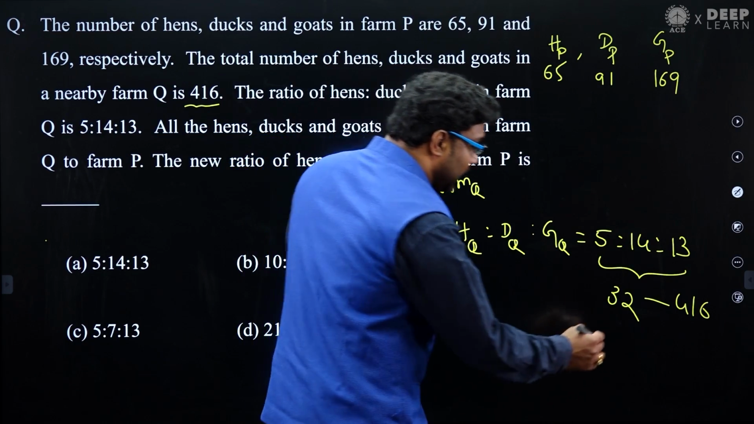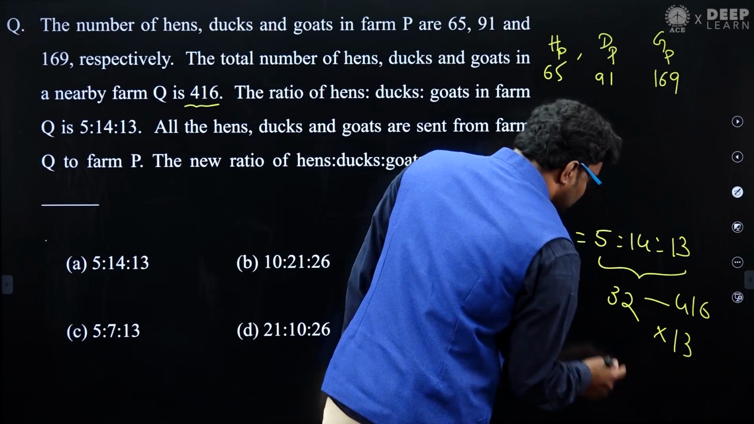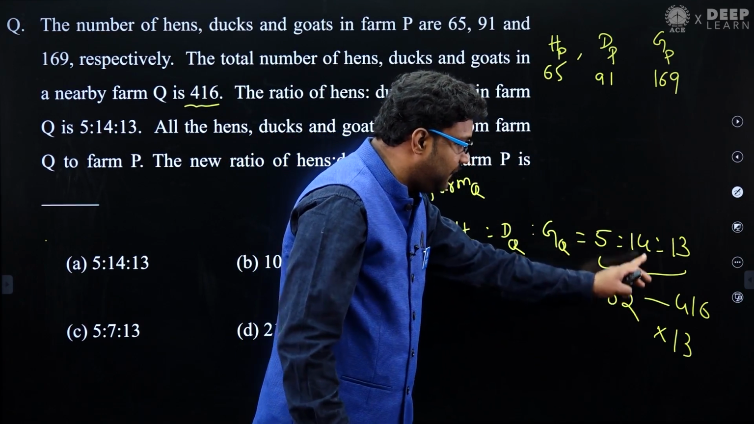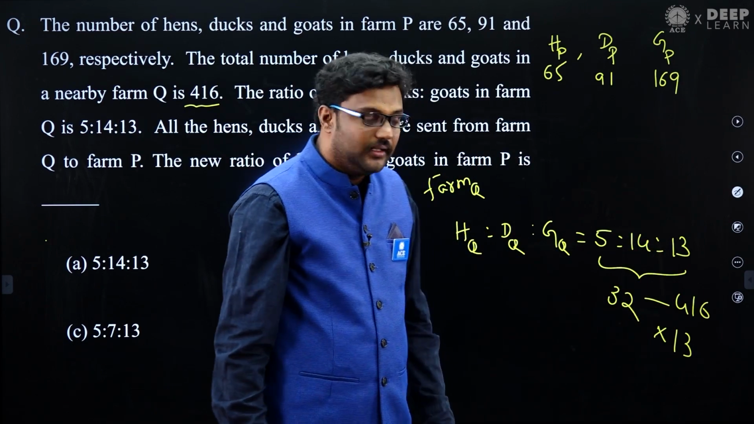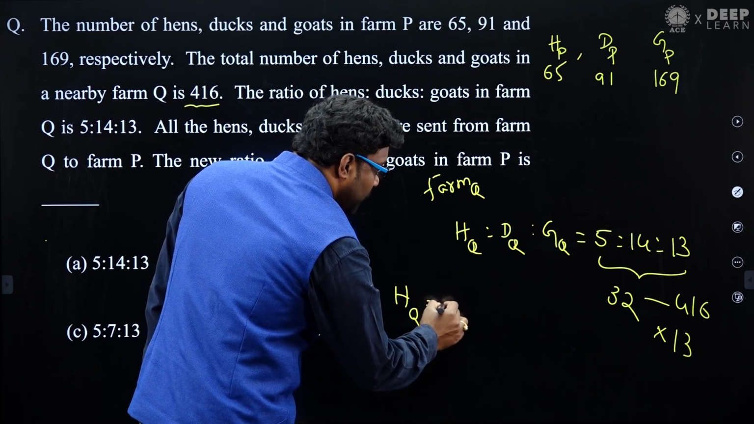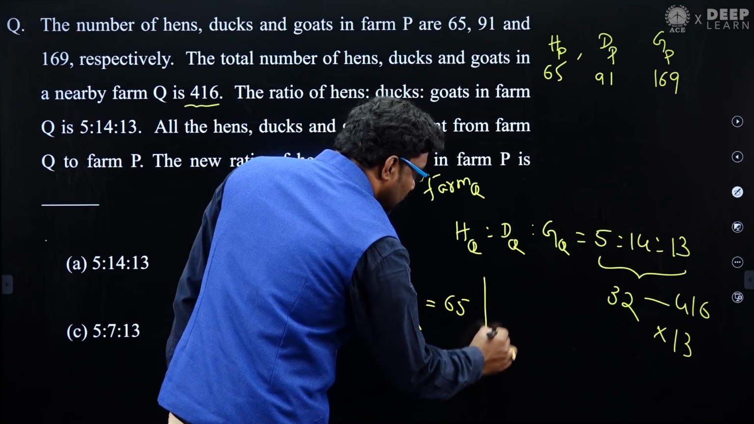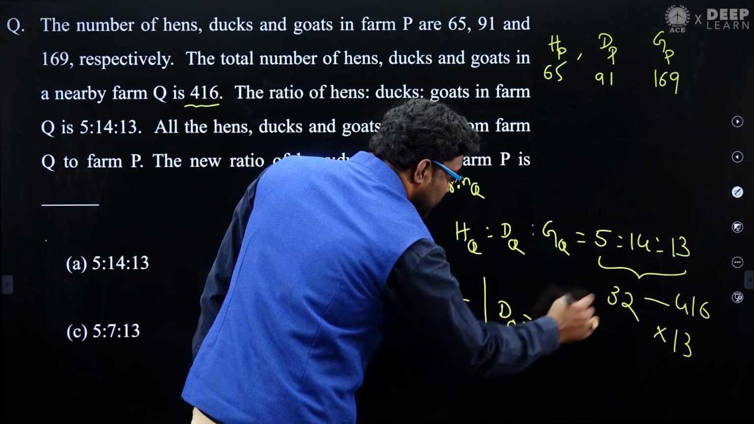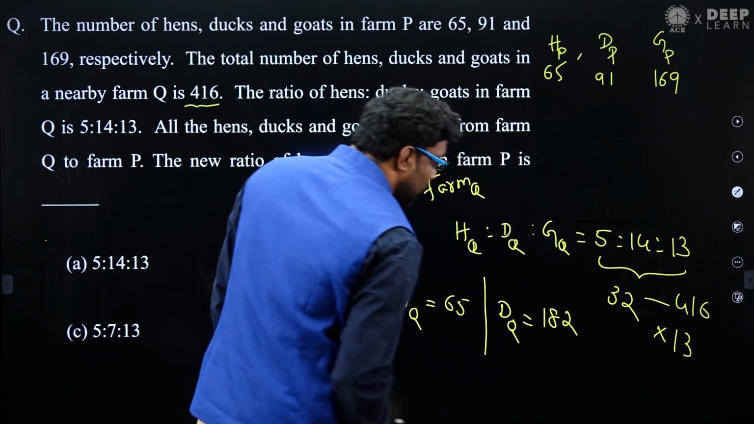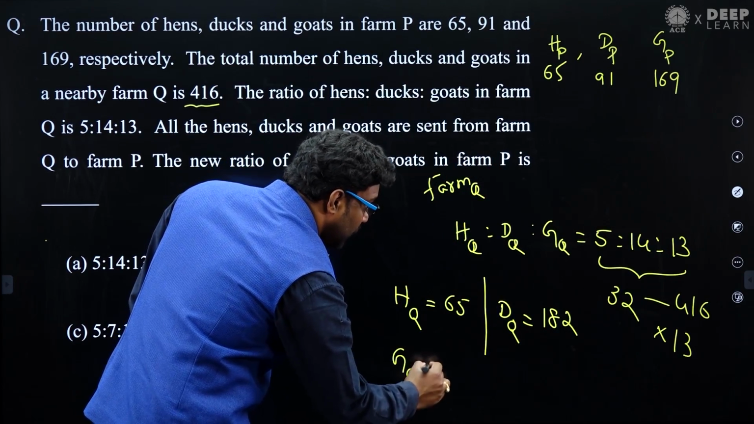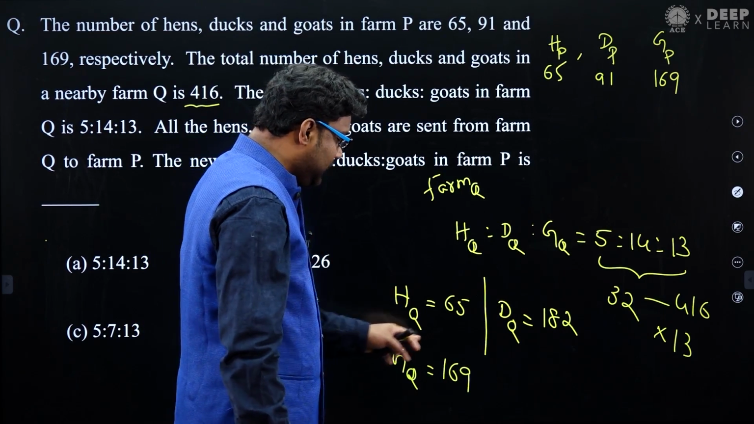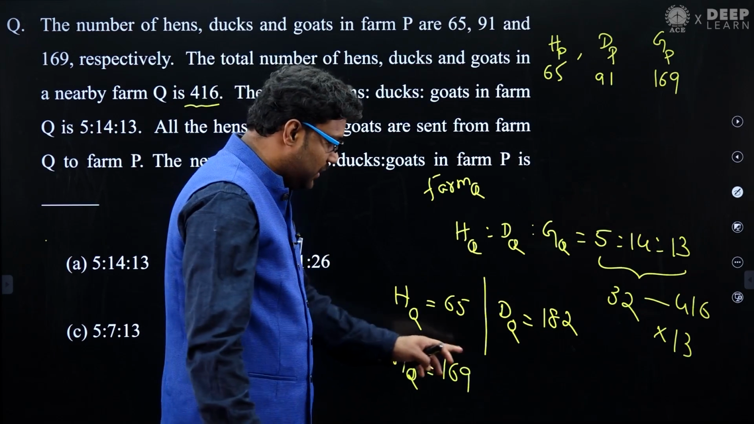So this is into 13 actually. So multiply everything with 13. This is 5 into 13, 14 into 13, 13 into 13. Now how many hens in form Q? It is 65. How many ducks in form Q? It is 14 into 13, 169 plus 13 will get 182. How many goats in form Q? 13 into 13, which is 169.